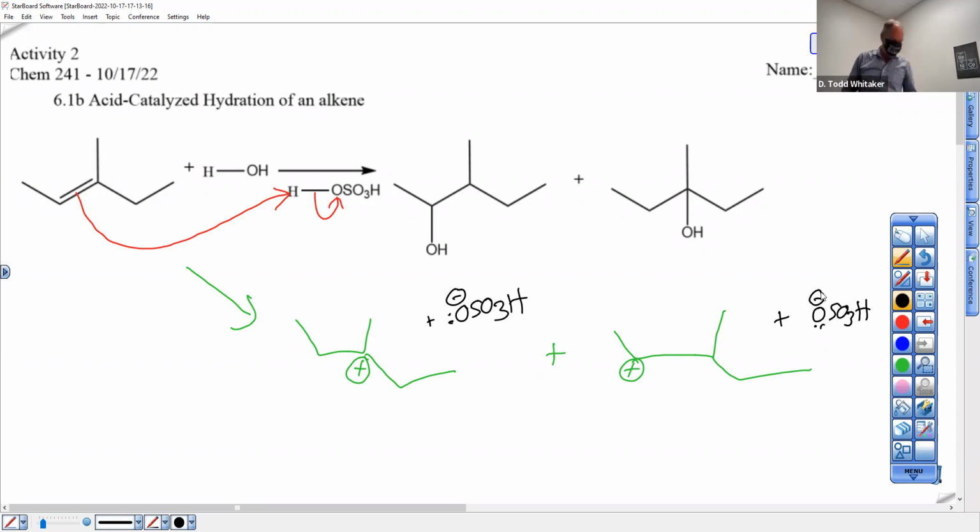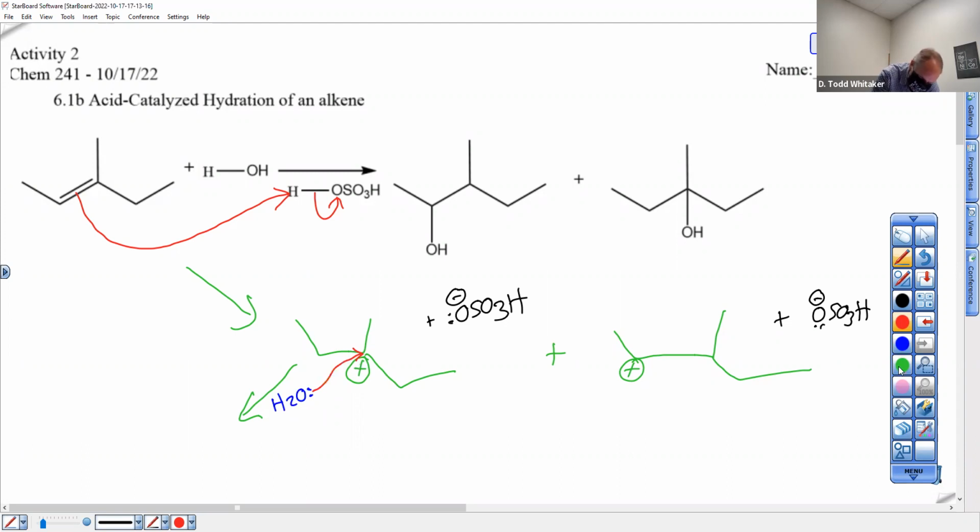The question is, how do you get the OH on there? And it's not from the sulfate ion. Say it again. The water. Exactly. Nicely done. The water attacks the carbon that has a plus charge. Make sure that arrow goes to the carbon, not to the plus.